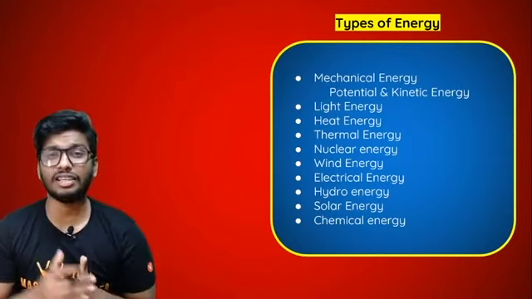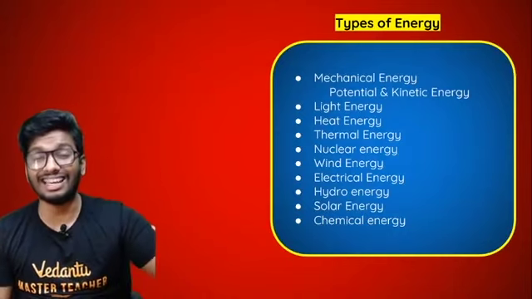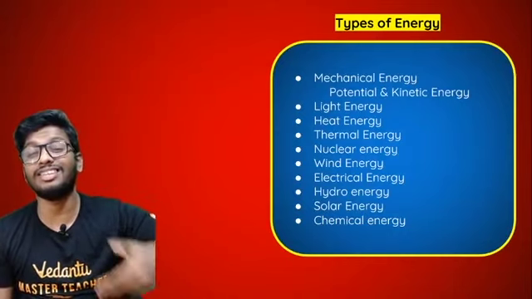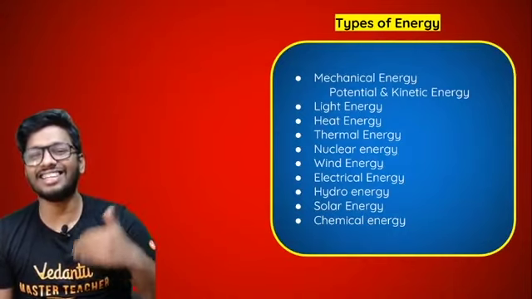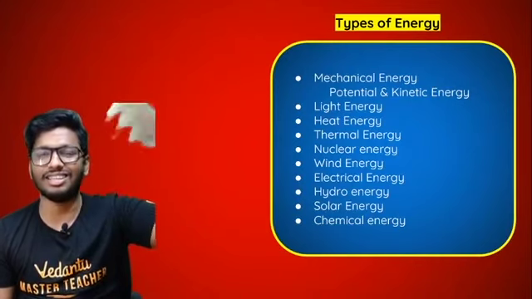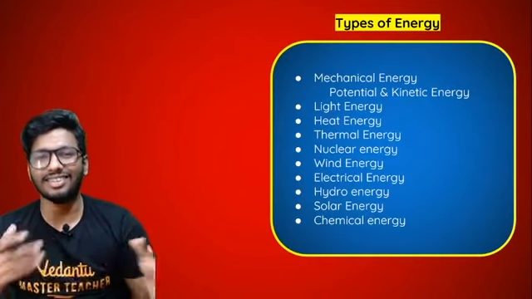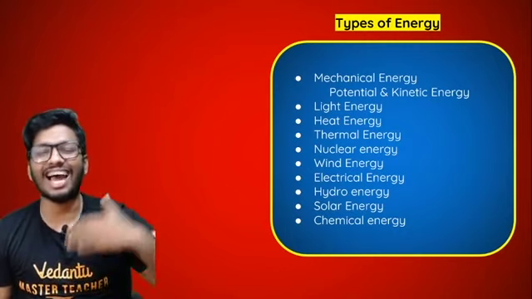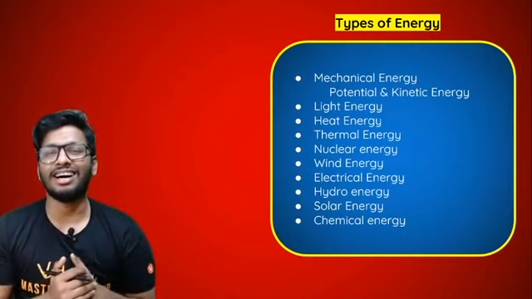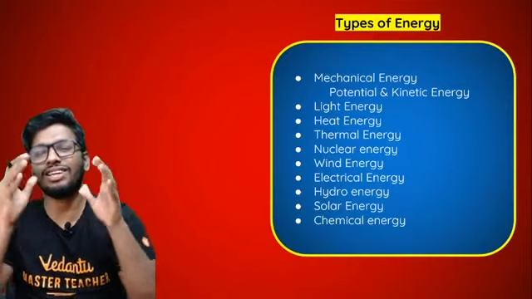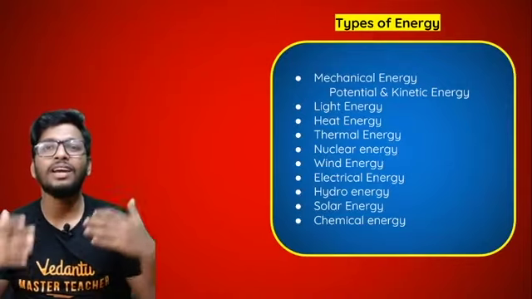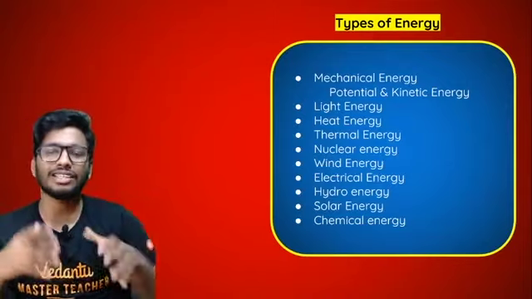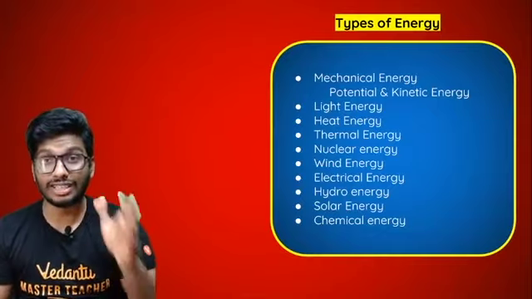We talk about mechanical energy, you have potential energy, kinetic energy, there's light energy, heat energy, nuclear energy, thermal energy, wind energy, electrical energy, hydro energy, again the energy of hydel power and all that, solar energy and chemical energy, the energy released when there's a chemical reaction. So these are all the different types of energy there are. Again, you can use these kind of conversions to actually find out the energy in all of these as well.